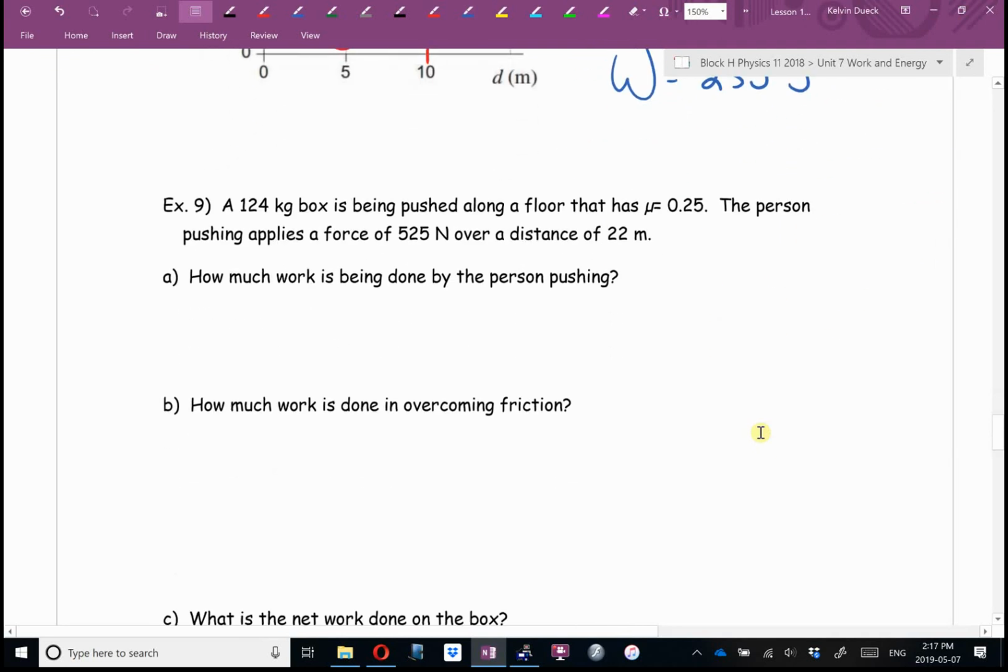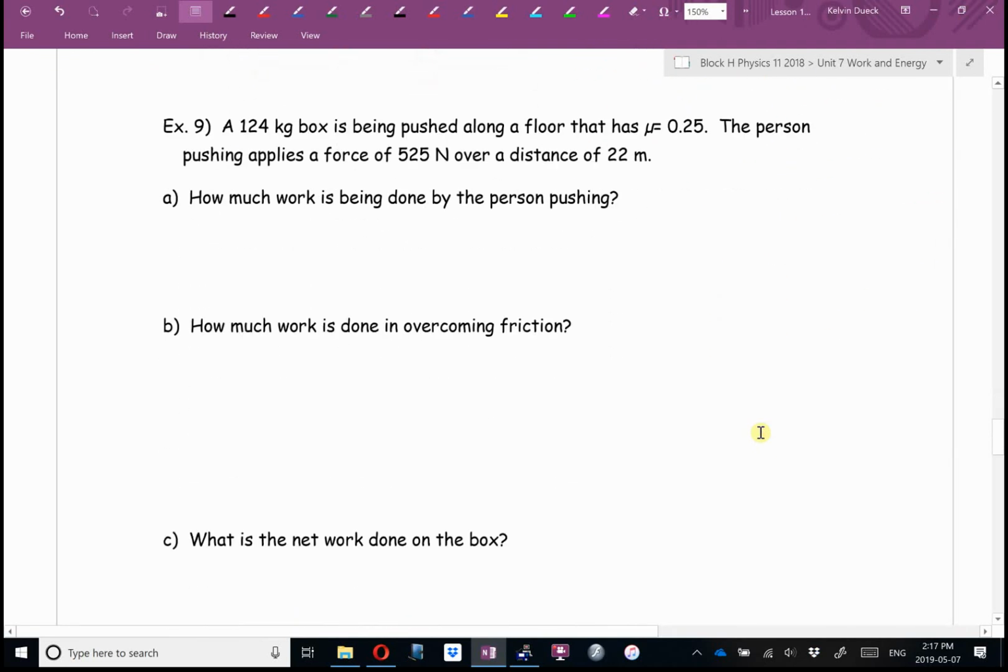Example 9. Let's kick it up a notch. A 124 kilogram box. 124 kilograms, that's about 300 pounds. This is big. It's being pushed along the floor that has a mu, a coefficient of friction, of 0.25. The fact that I see a mu, I'll bet you this is a job for a free body diagram. The person pushing applies a force of 525 newtons. I bet you that's F applied, because they said applies a force over a distance of 22 meters. Cool.